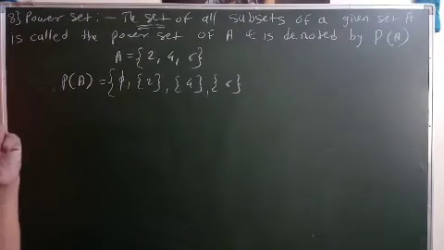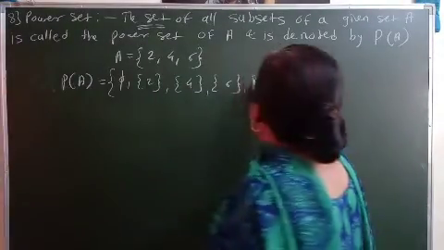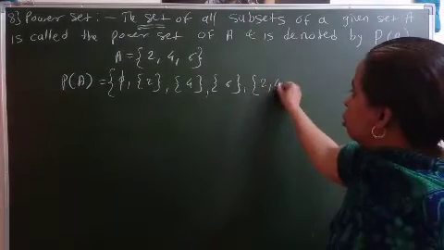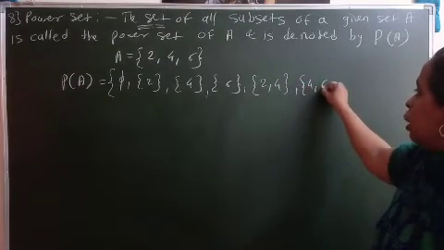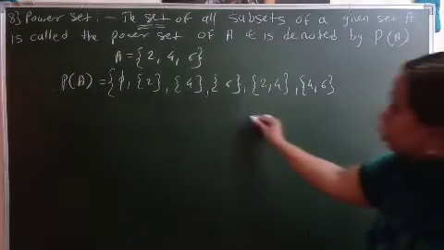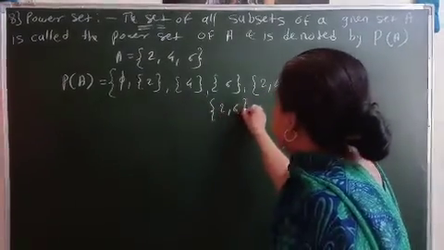Now two elements are present in the set. So first we consider 2 and 4. Then we consider 4 and 6. Then we consider 2 and 6.